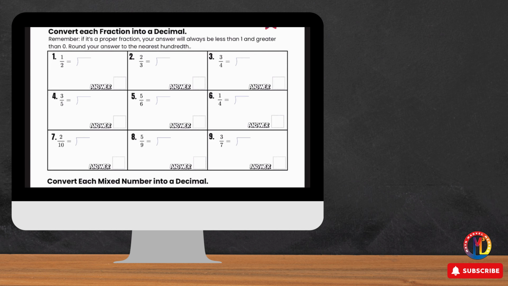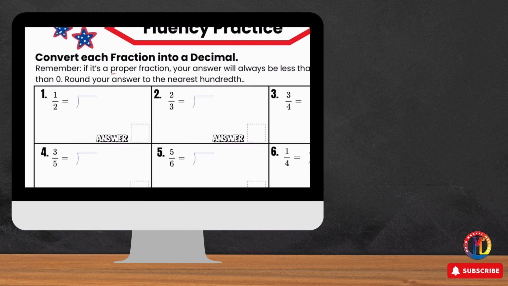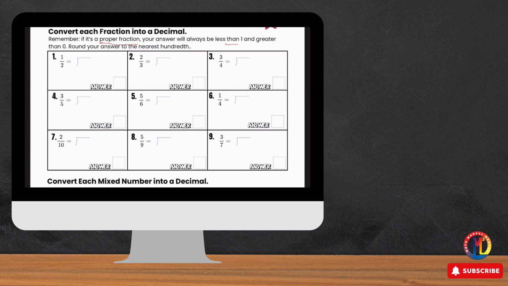Okay, we are going to be converting fractions into decimals, and let's remember that if it's a proper fraction, which means the numerator is less than the value of the denominator, then our answer is always going to be greater than 0 but less than 1. Okay, and we're going to round our answers to the nearest hundredth.